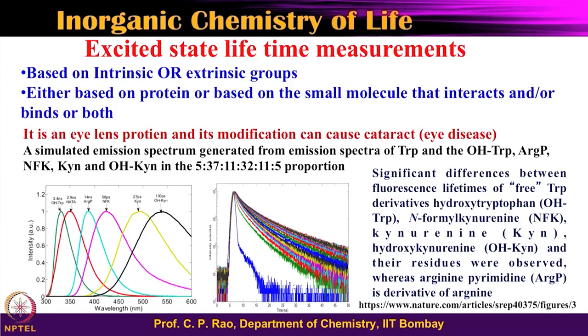Therefore, excited state lifetime becomes an important parameter for us to monitor if we want to study the dynamics of the protein. Not only dynamics, suppose you have a small molecule which reacts with the enzyme. In case of enzymes, what are the small molecules which react? It is the substrates that bind to the enzyme. So when the substrate binds to the enzyme, there can be some changes in the conformation. When the substrate is converted to the product, again there could be some changes in the conformation. When the product is released, there can be some changes in the conformation of the protein. So all of these conformational changes, or in other words some kind of dynamics, can be studied by following the excited state lifetime measurements.